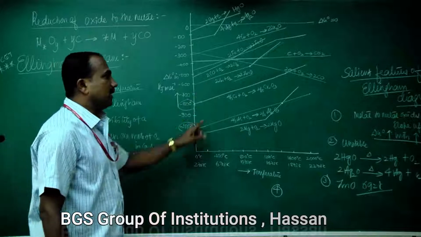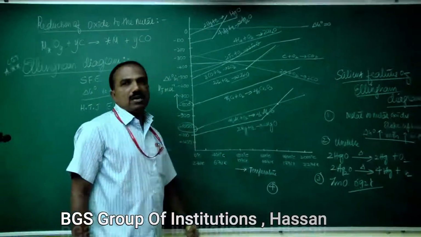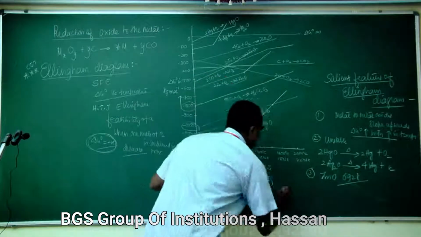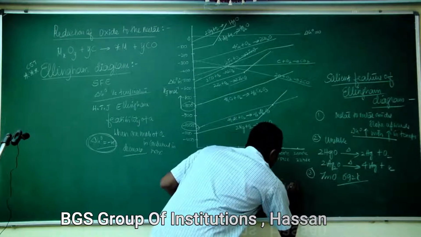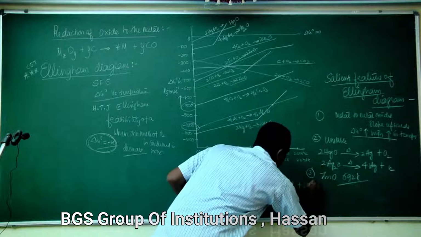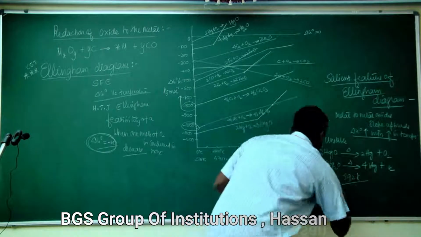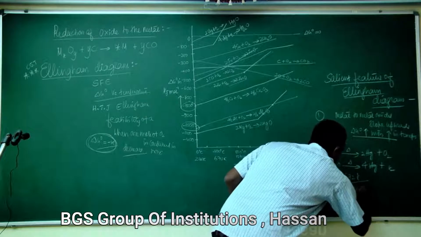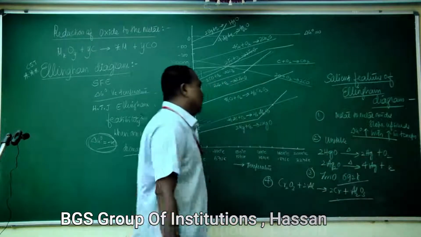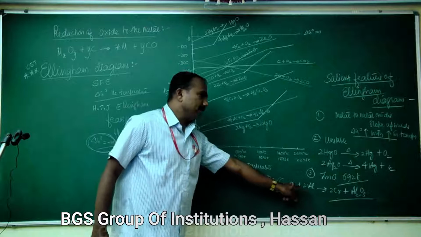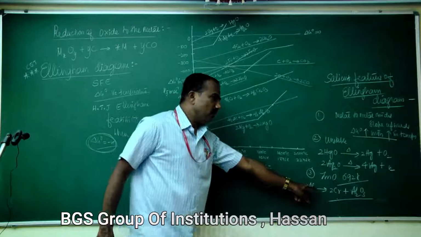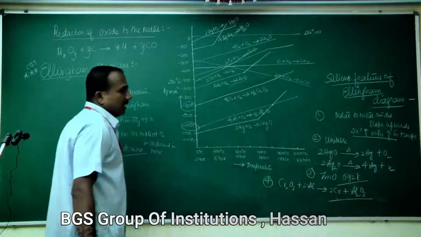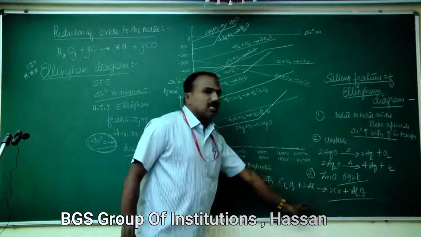Therefore, chromic oxide is reduced by aluminum. So the reaction can be written as Cr2O3 plus 2Al gives rise to 2Cr plus Al2O3. So chromic oxide is reduced by aluminum to form chromium and aluminum oxide, but the reverse of the reaction is not true.